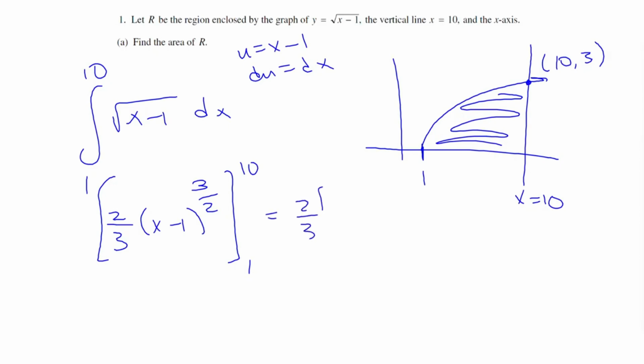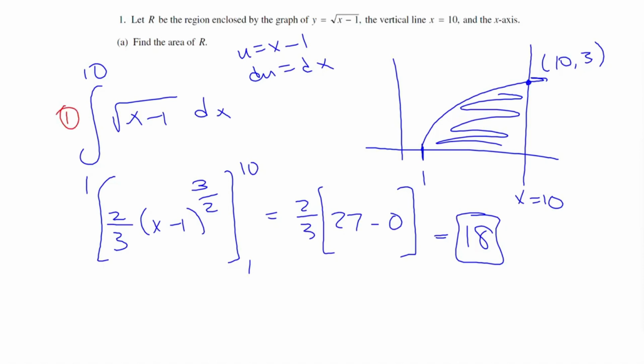So we have 2/3 of 10 minus 1 is 9, and 9 to the 3/2, you square root the 9 first to get 3, and then cube it to get 27. And then we'll subtract what we get when we plug in 1, which is just 0. And so what we end up with there is 2/3 of 27, which is just 18. And of course, you could have got that on your calculator, but easy enough to do it this way as well, and good practice for us in general.